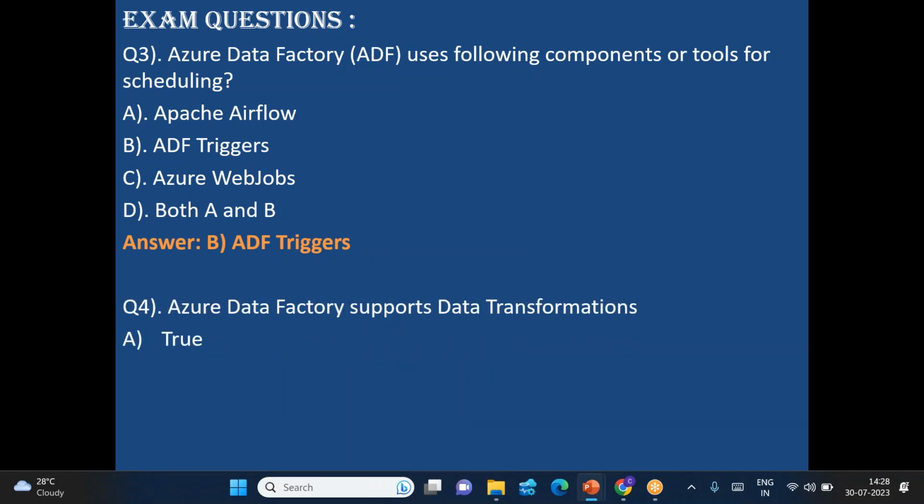So the fourth question, which says Azure Data Factory supports data transformation, true or false? Yes. Not from the beginning, but since the last 2-3 years, it has started supporting data transformation with the help of the data flows. So the answer is true.